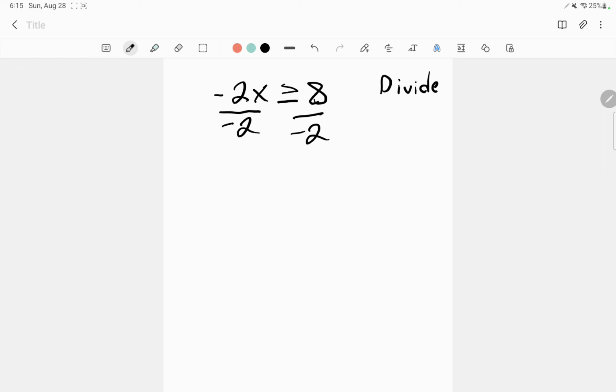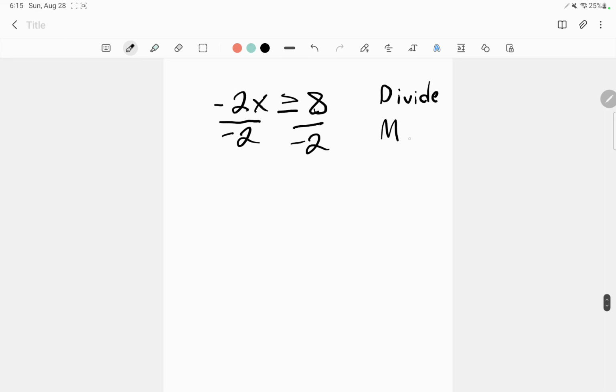And also, it only works with inequalities. Divide and multiply by a negative. So whenever you divide and multiply by a negative, you're going to notice that your sign has to rotate. You're going to have to flip it. But you only flip it if you multiply or you divide by a negative. You leave it the same if you add or subtract. Just make sure you remember to move it just in case.